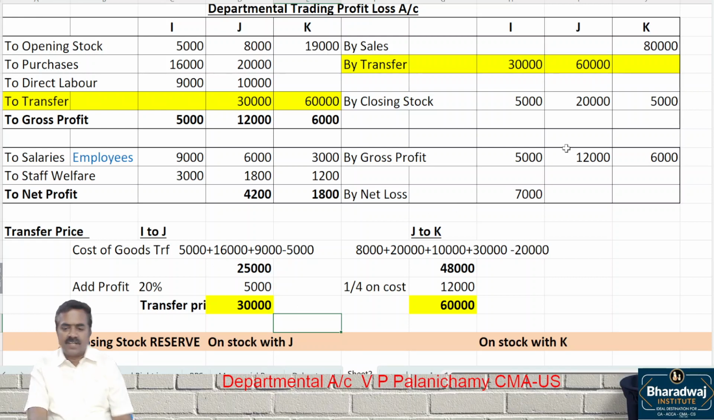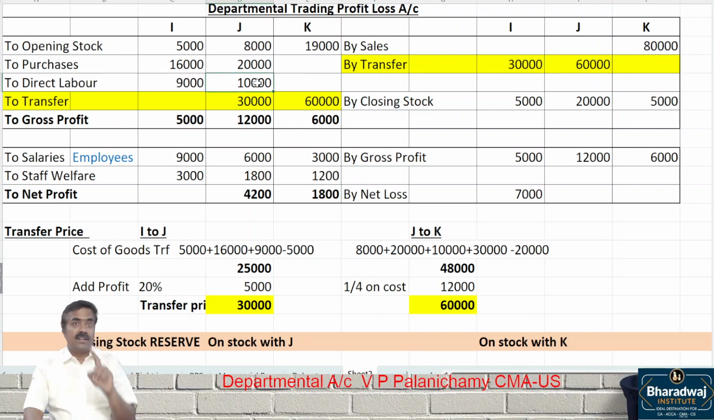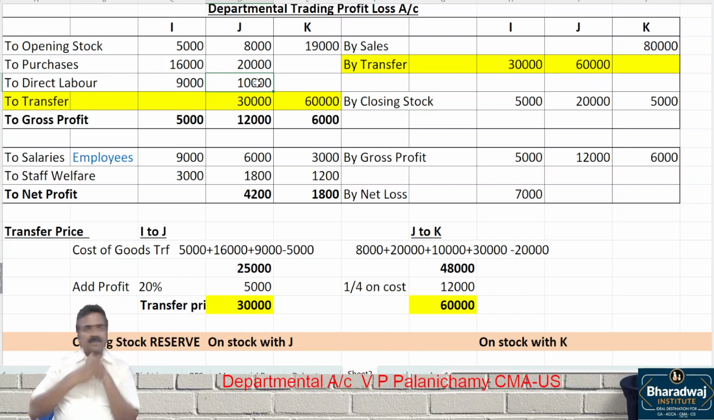How much is the closing stock with J? 20,000. This is transferred from which department? I. And also it has its own expenses. The closing stock with K is transferred from which one? J. That will include the profit loaded by I also. The stock with K will include profit loaded by I as well as what? J. So 144. Think.